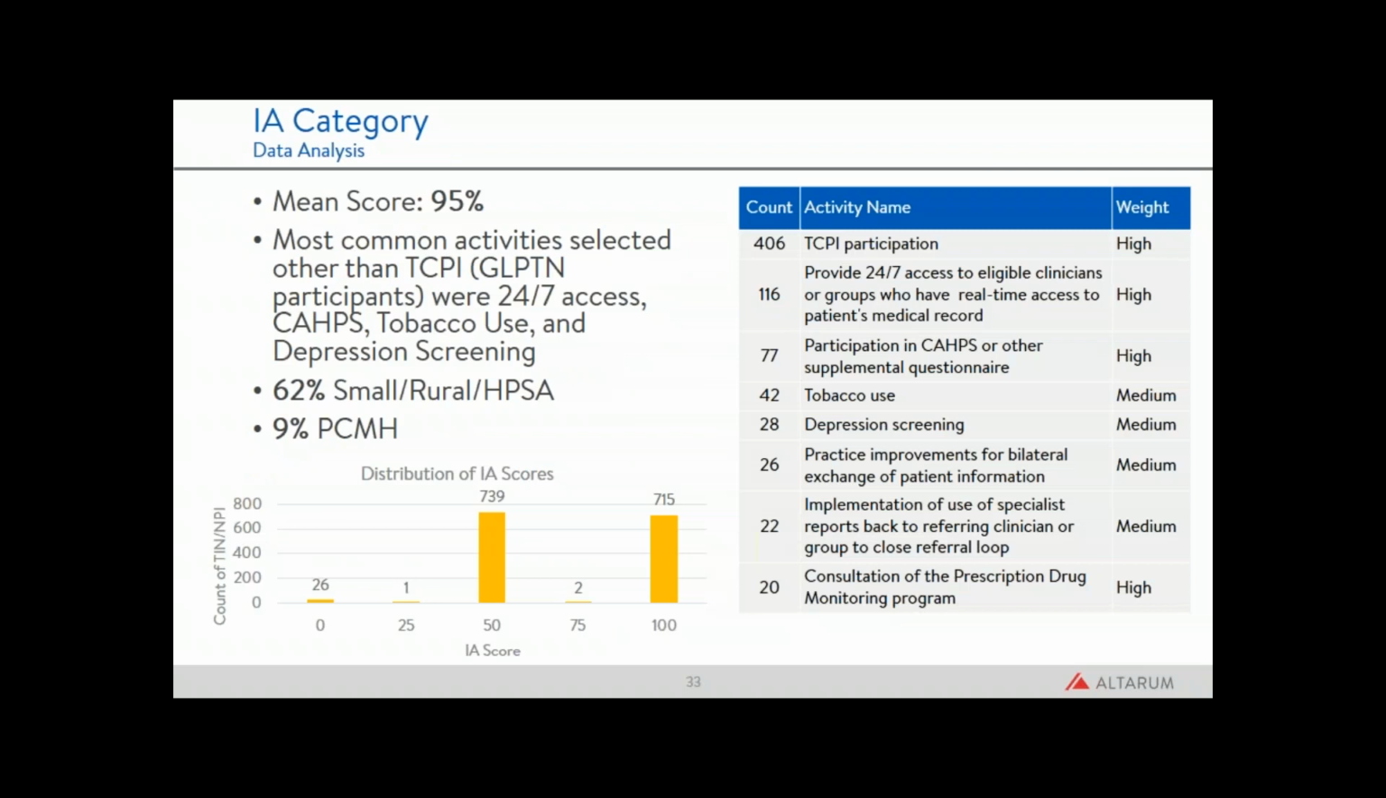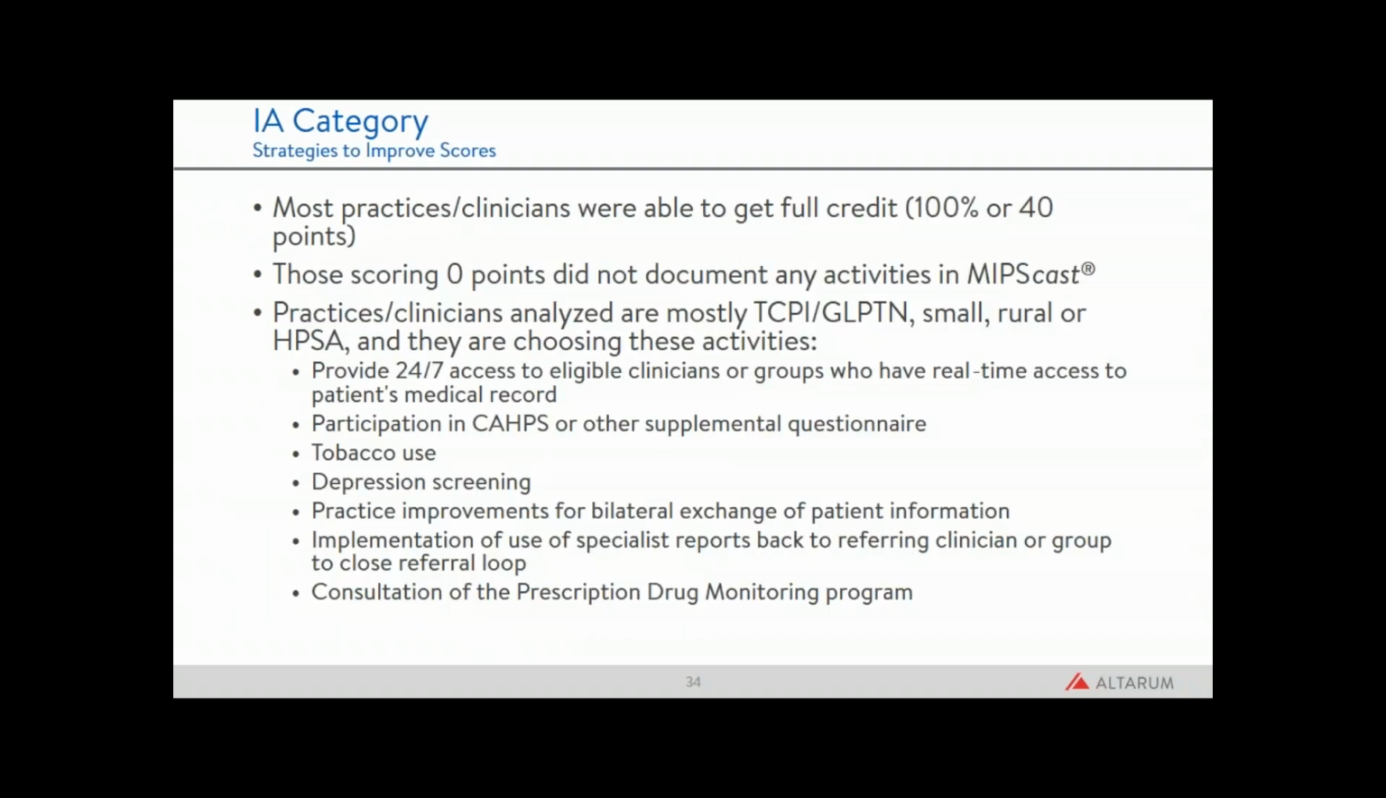The average score for the improvement activities category was 95%, and the most common activities selected, other than TCPI, which was a common selection of the GLP-TN, were 24/7 access, the CAHPS survey, tobacco use, and depression screening. Also, 62% of those who have scores indicated that they were a small, rural, or HPSA practice, and 9% indicated that they were participating in a PCMH. So most clinicians or practices were able to get full credit in this category.